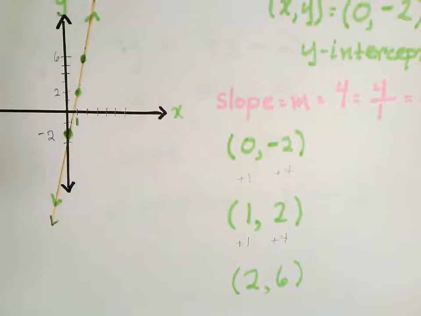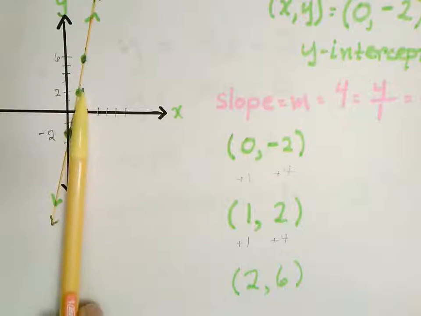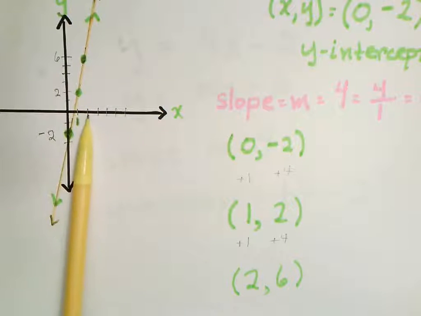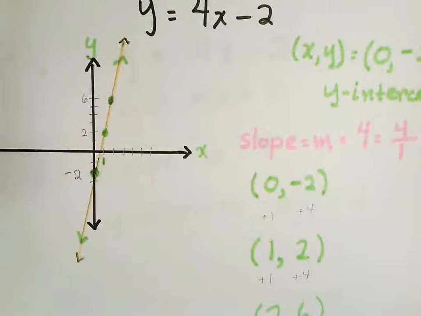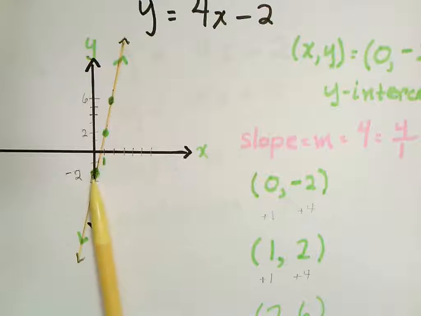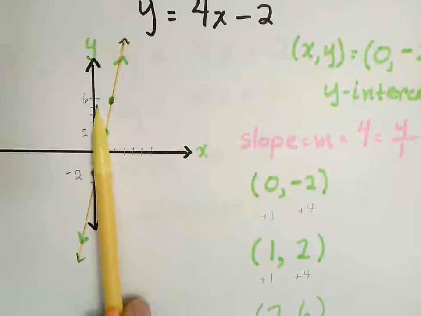So I'm going to go over here and I'm going to plot the points. So again, here was our 0, negative 2, our y-intercept. Then I go to the right 1, then I go up 2. So here's the point 1, 2. Then I go to the right 2 and up 6. And here's our third point. I then connect the points. And this is the graph of our line. And remember, according to the slope, we can go up 4 and to the right 1, up 4 and to the right 1, also to get other points on the line.